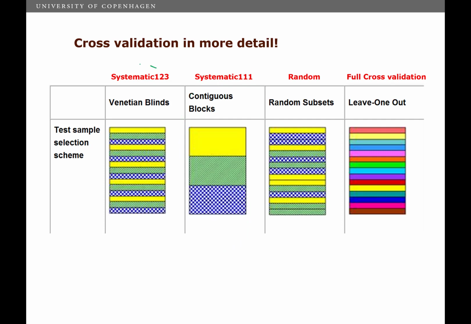We can also do Venetian blinds, depending on what type of structure we have in the data. Or if there's absolutely no structure, if the samples are just independent samples, we can do random cross-validation. And the nice thing with random cross-validation is that we can do it 2 or 3 times, and then we can actually get a view on how certain we are about our RMSE CV curve.